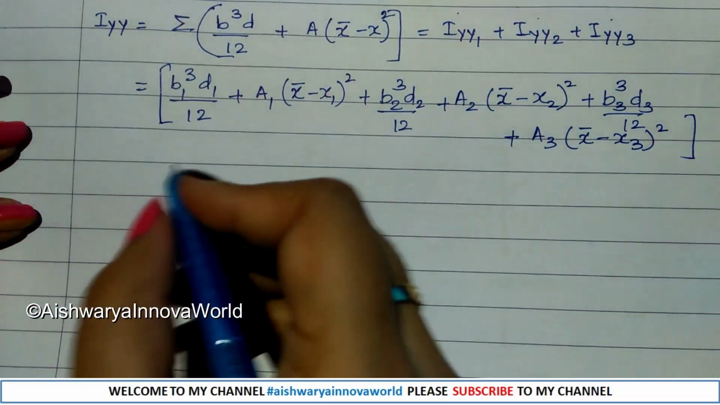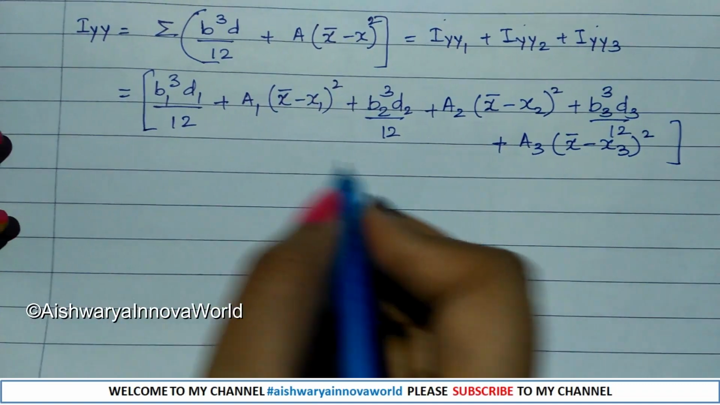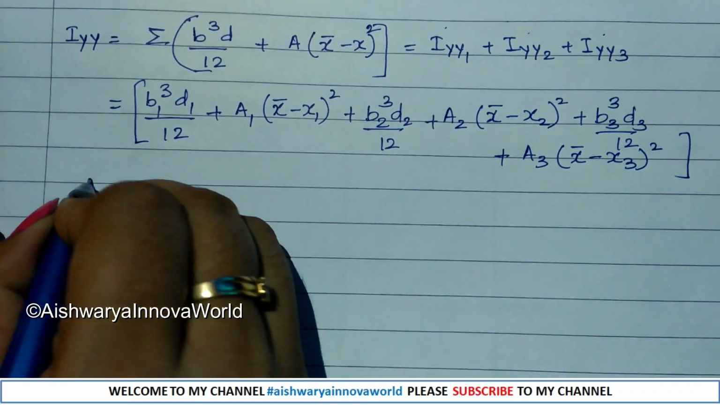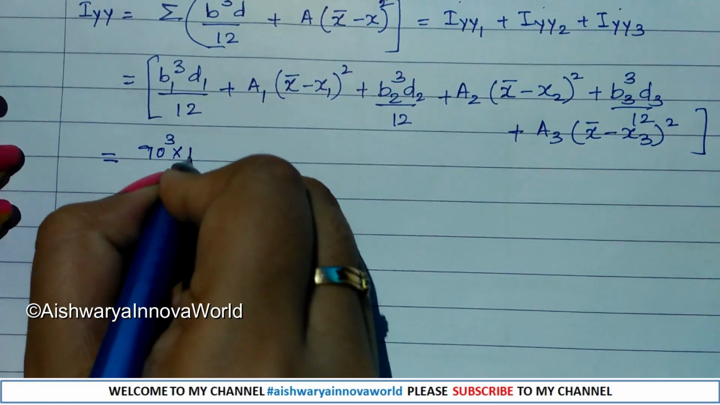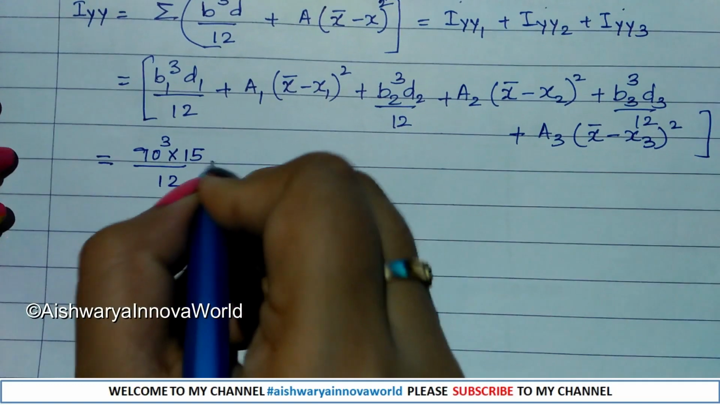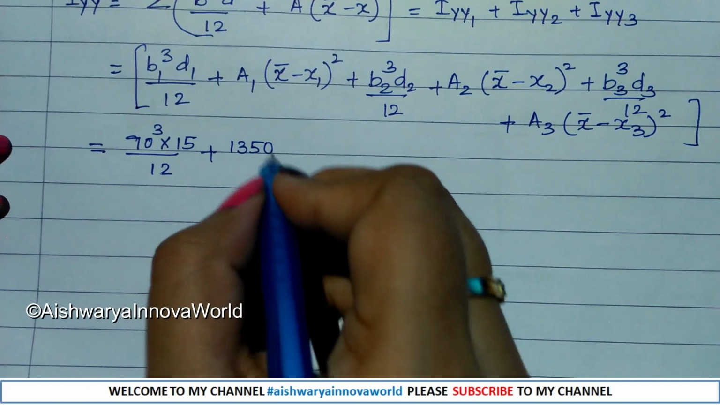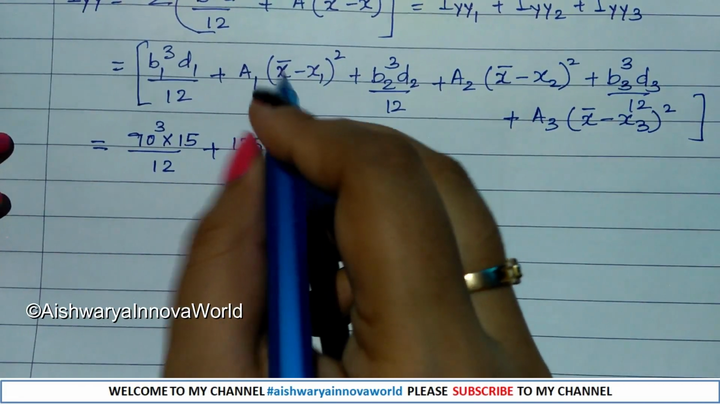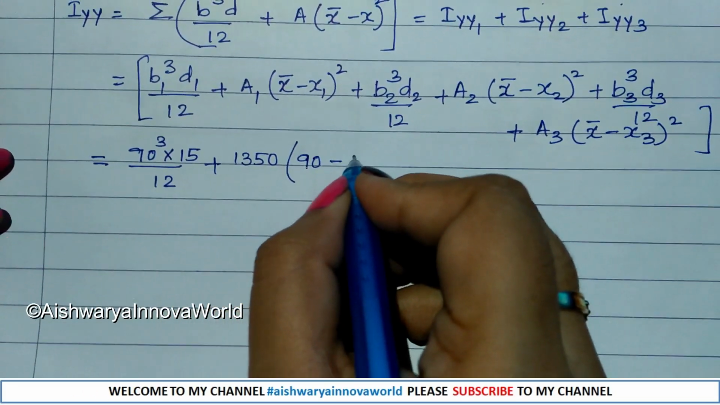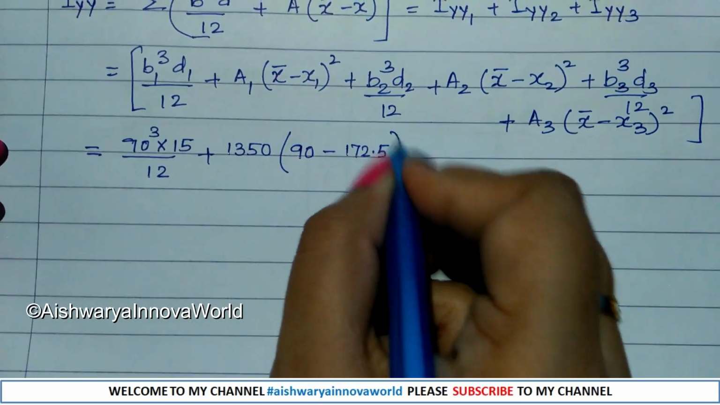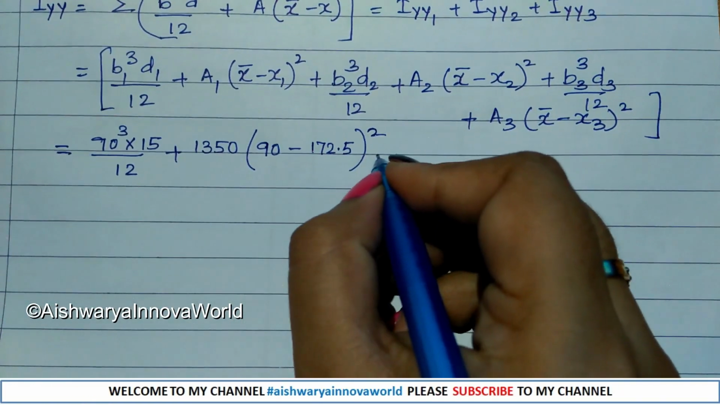Now I'm going to substitute the values which we have already found from the table into this equation. What is B1? 90 cube into 15 by 12. What is the area? 1350, which we already found out. Now what is x bar? X bar is the centroid which we found as 90, and the x1 value we found as 172.5 from the table, whole square. Similarly, you have to write for the other two.